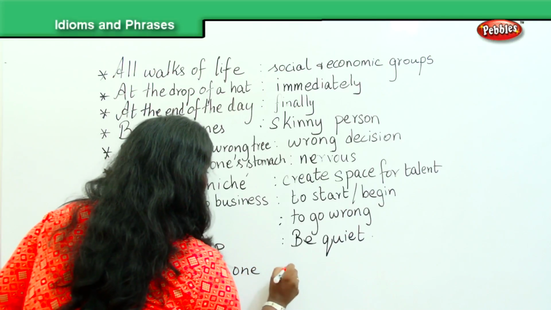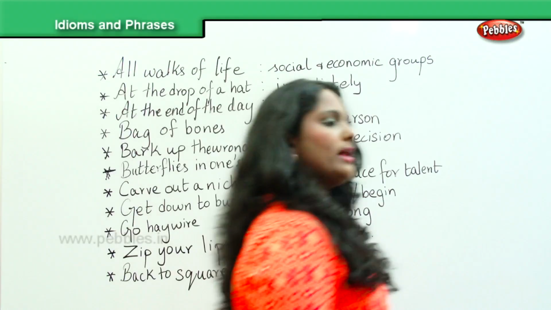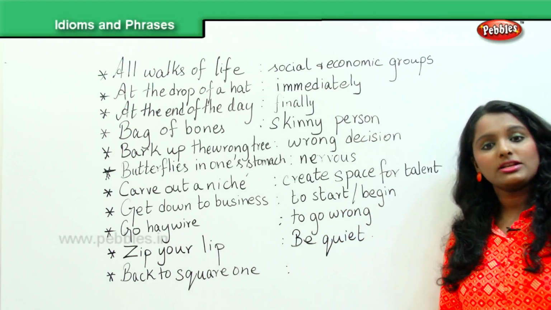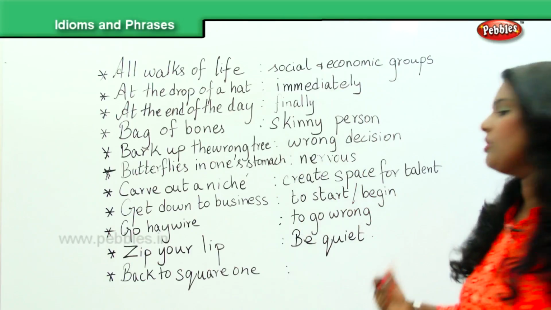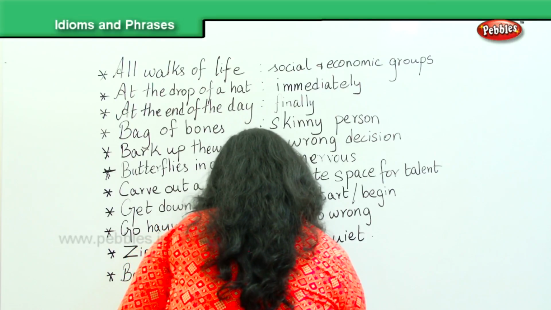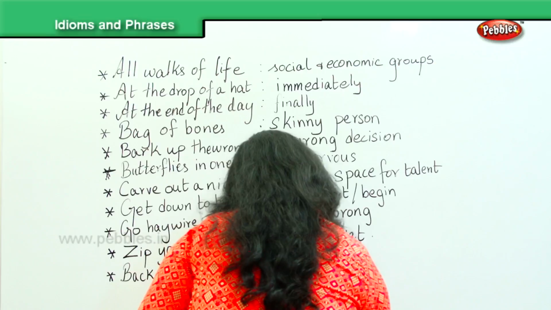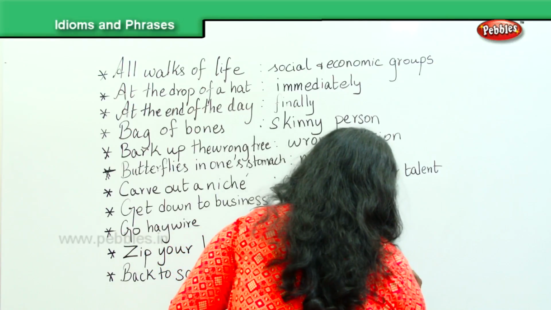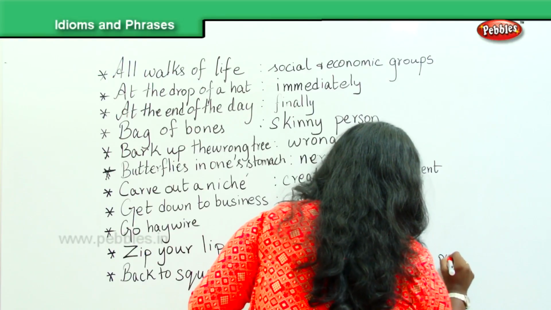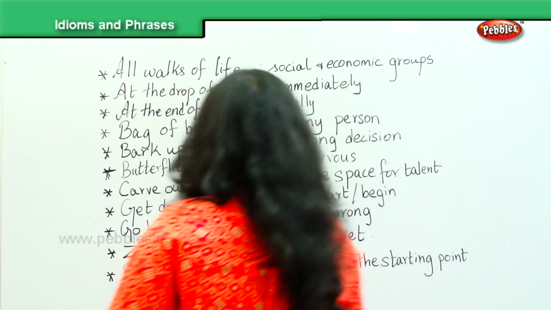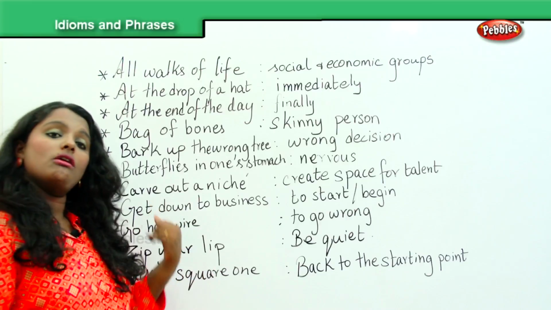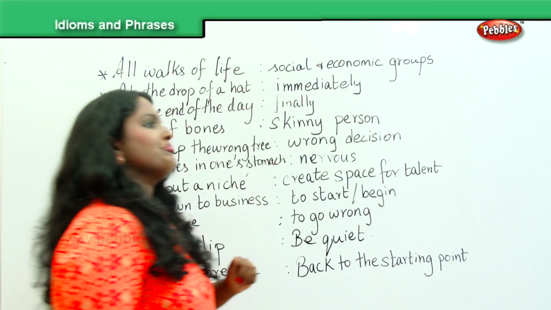Back to square one. Back to square one. What square are we talking about here? Right. Back to square one means starting all over, or back to the starting point. Right? Back to square one is coming back to the starting point. Starting all over. Right? Let me give an example.